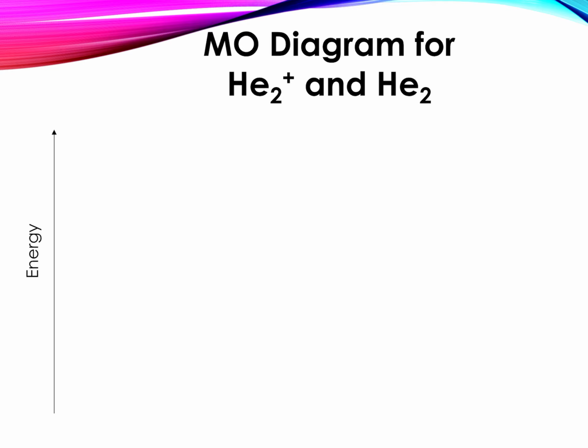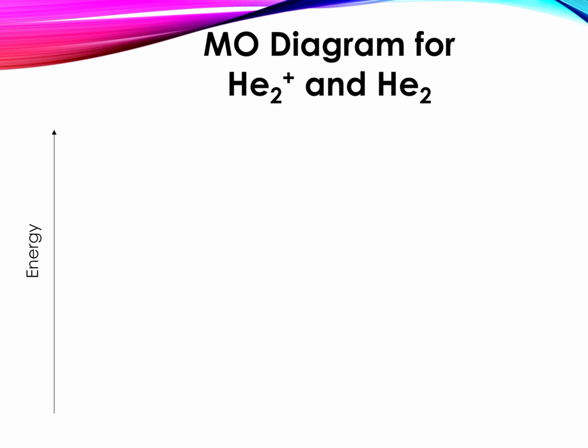So I'm going to draw the molecular orbital diagrams for He2 1+ and He2 to see if these molecules would happen. What is their bond order? Will a bond form? And if so, how strong is it? This is going to be done exactly the same way that we did the molecular orbital diagrams for hydrogen.